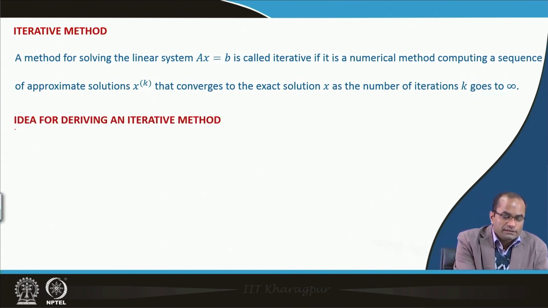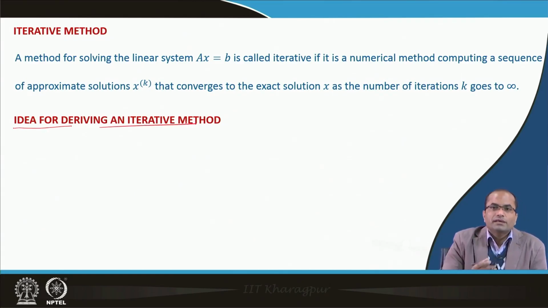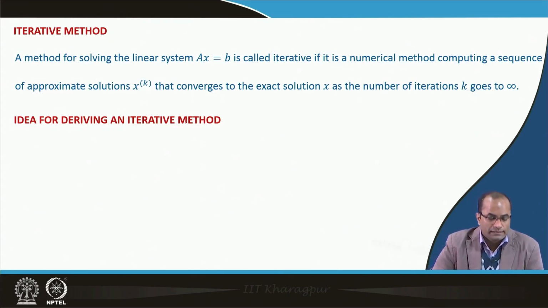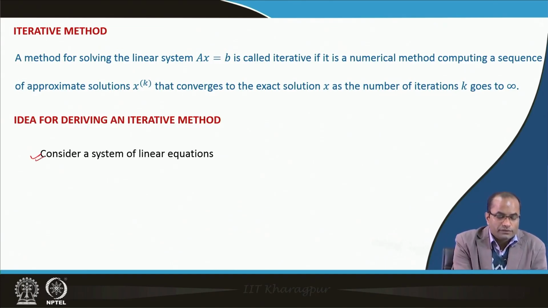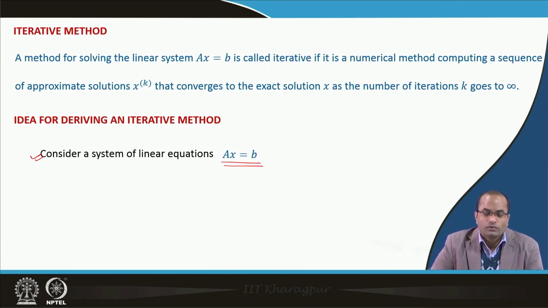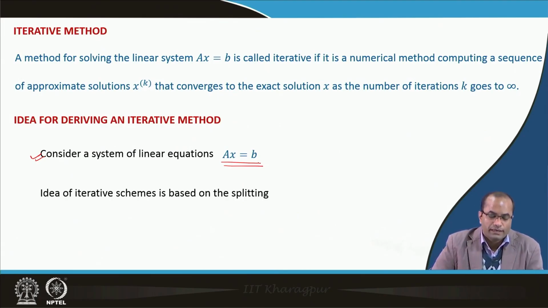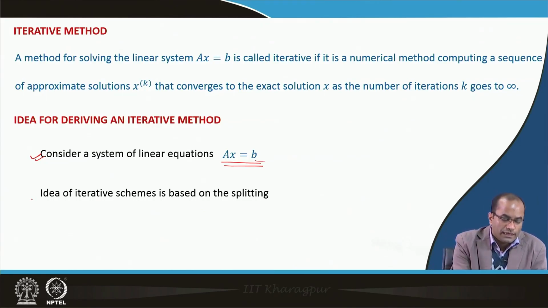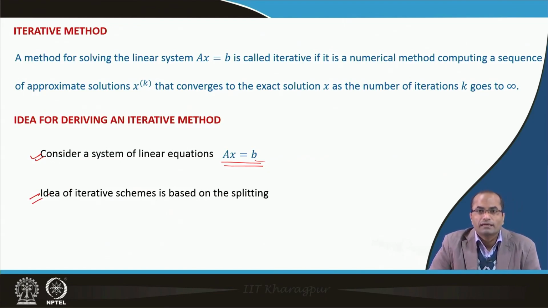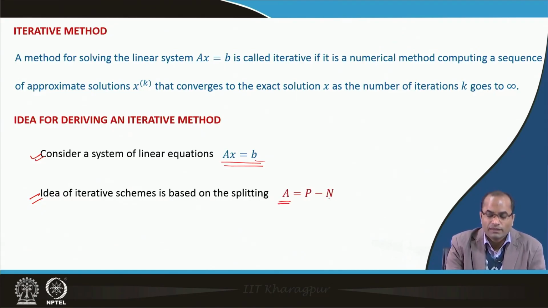So, what is the idea? This is the general idea of deriving an iterative method. It is a very general approach, but we will go for specific cases in the next slides. Consider the system of linear equations A x equal to b, with A of size n cross n and b of size n cross 1. The idea for this iterative scheme is based on splitting the matrix A.